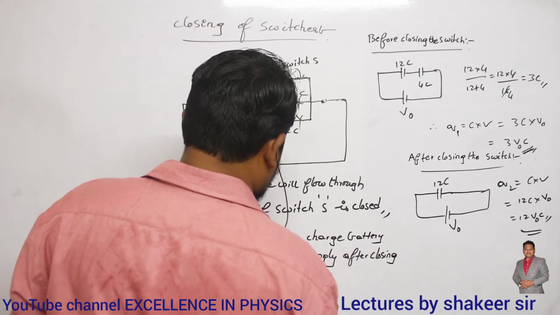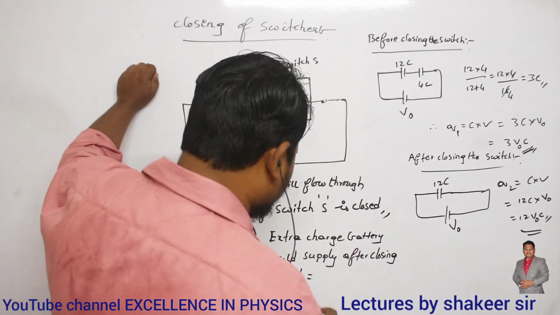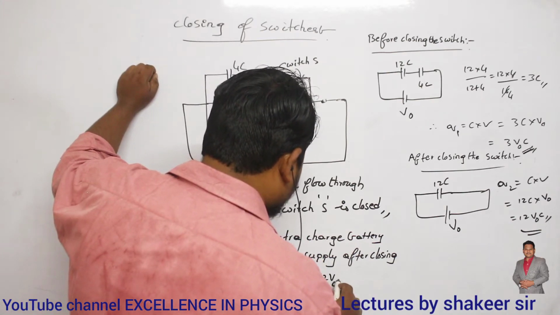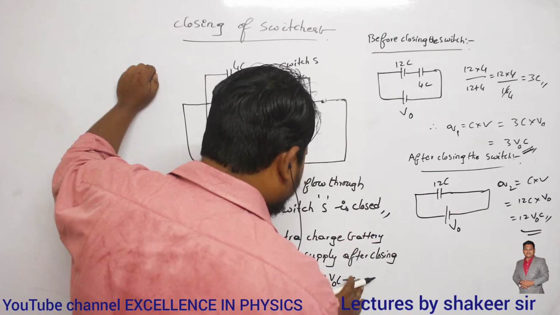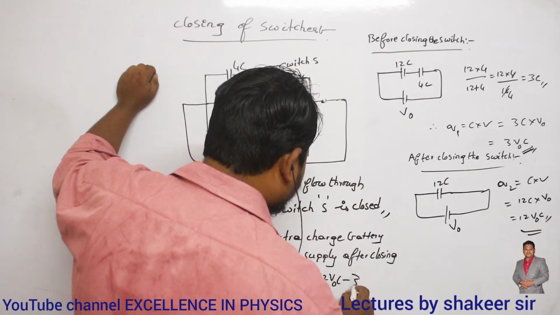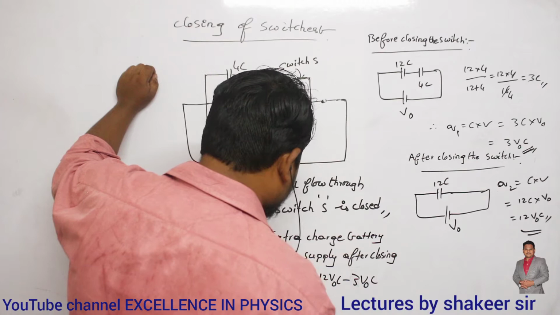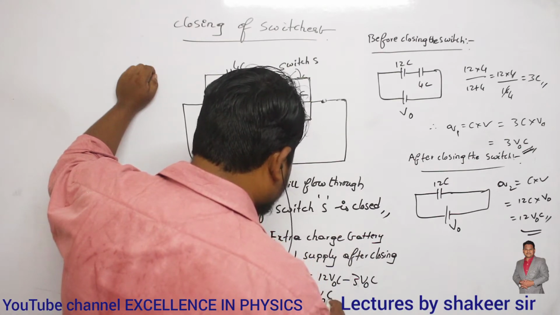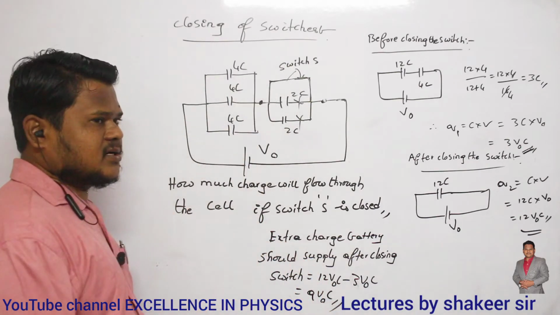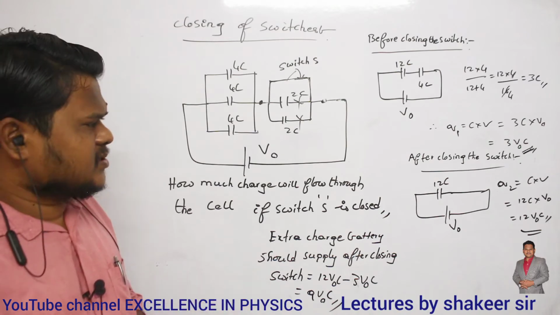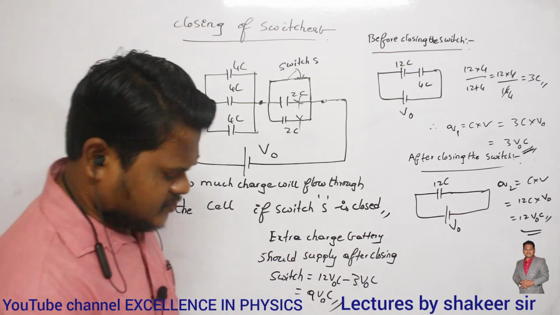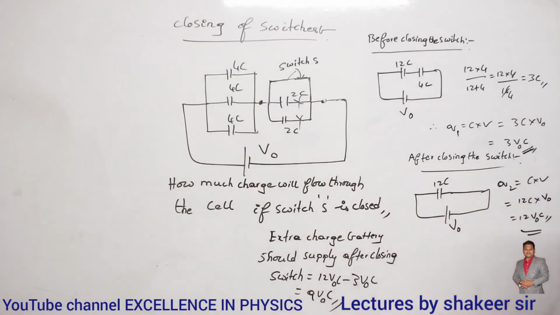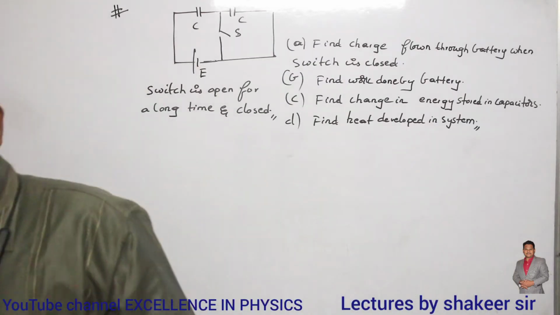Okay, so the extra charge which the battery supplies is 12 V₀C minus 3 V₀C. So total how much is it? 9 V₀C. So this is the extra charge the battery should supply. That is our answer. Have you understood, all of you? Try to do this question.